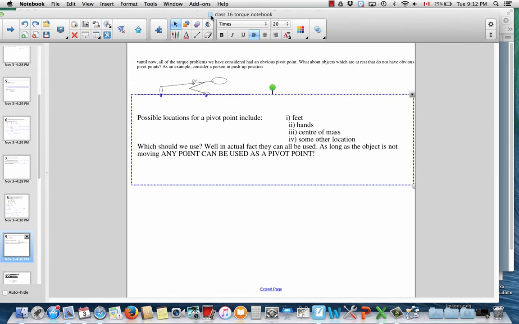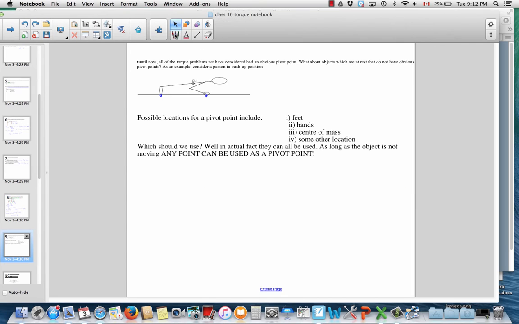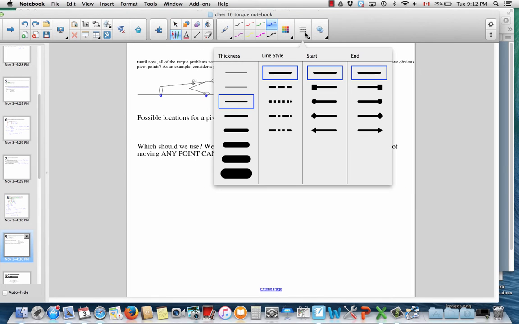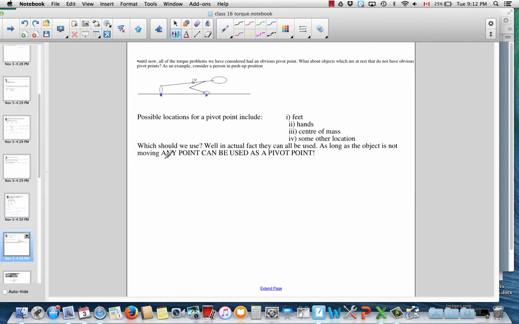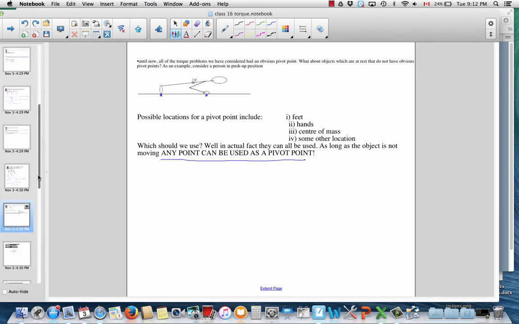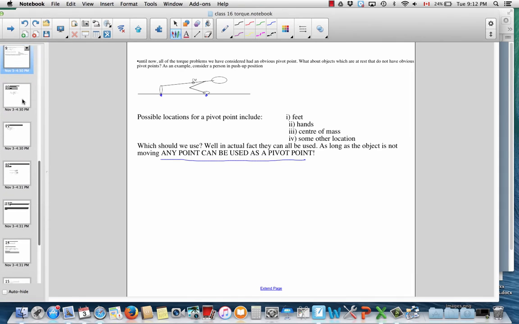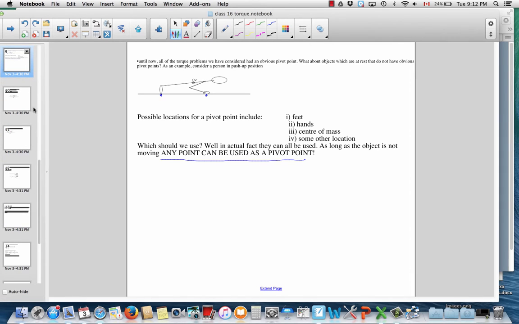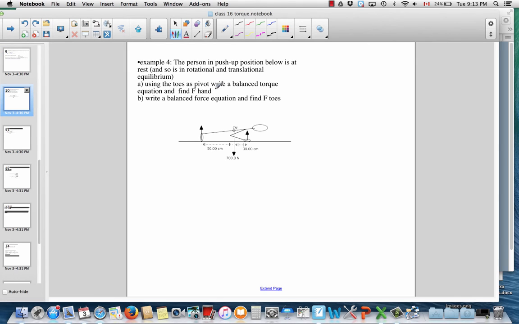So that's good news, and therefore it means that we should pick a convenient point for ourselves. Now, what is convenient? Well, we'll see that as we do a few more examples. But it turns out that you want to put it where you have an unknown. Let's see why that is.